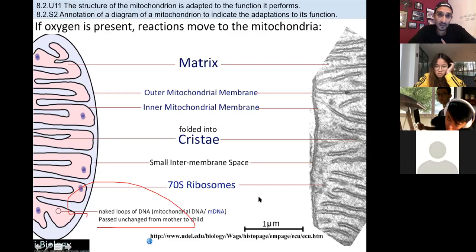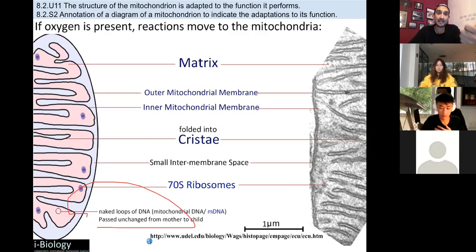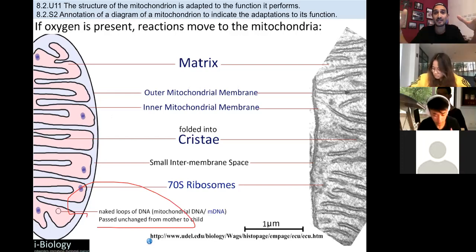Now, one thing I'll mention is that you should be able to not only label the mitochondria, but also annotate. The problem with annotating is that right now, we don't know all the processes.